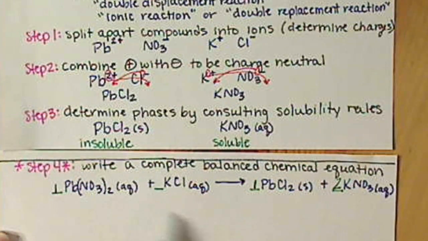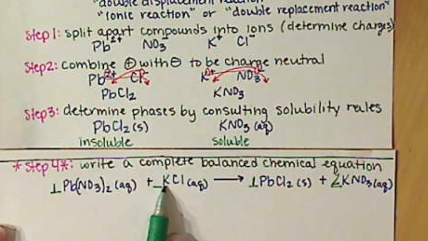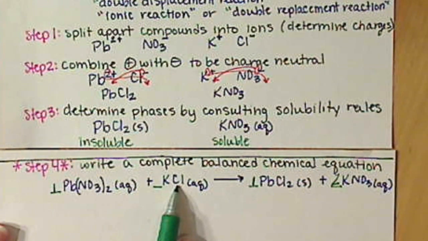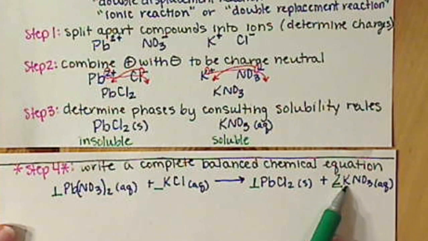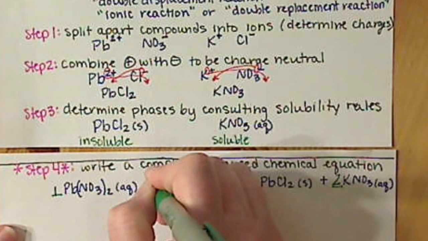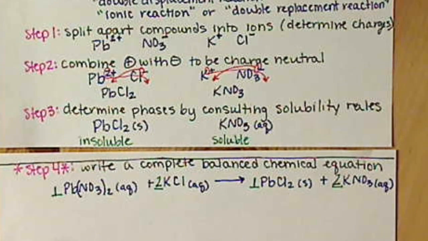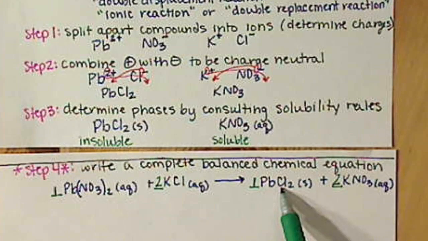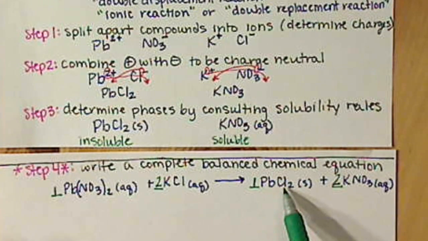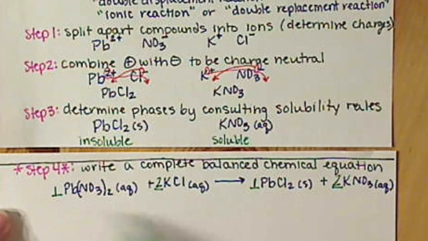Then my last thing to balance is my potassium and my chlorine here. I have 2 potassiums for my potassium nitrate. So I put a 2 out in front, and that balances out. I have 2 chlorines then, and 2 chlorines. So that is our final balanced chemical equation for this double displacement reaction.